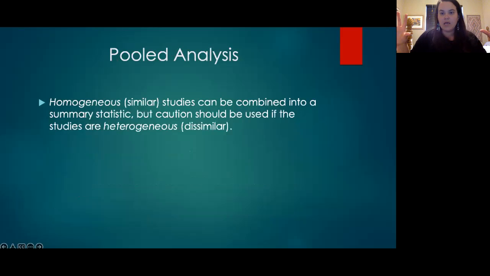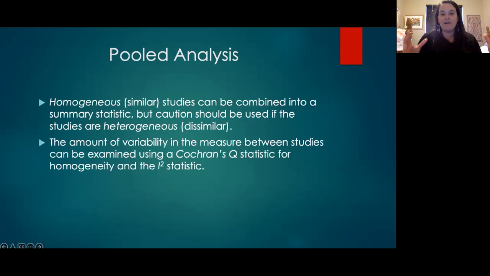So when we think of pooled analyses, there's two types. So there's homogeneous, which is similar. Studies can be combined into a summary statistic, but cautions should be used if the studies are heterogeneous or dissimilar. So what do you all think I mean when I say homogeneous studies versus heterogeneous studies? And I know this is a recording, so you might want to pause for a second and kind of think what I mean.